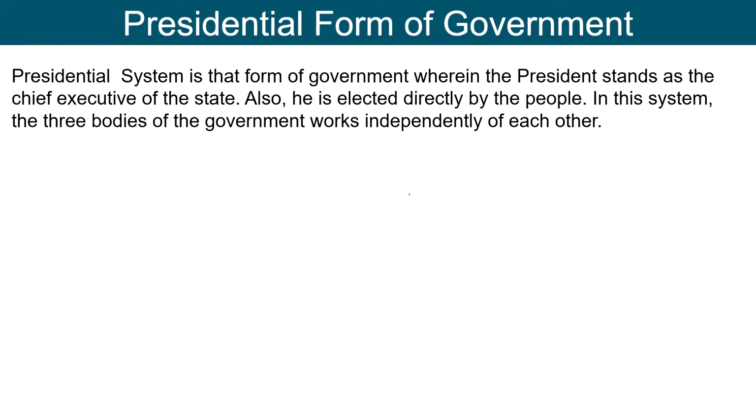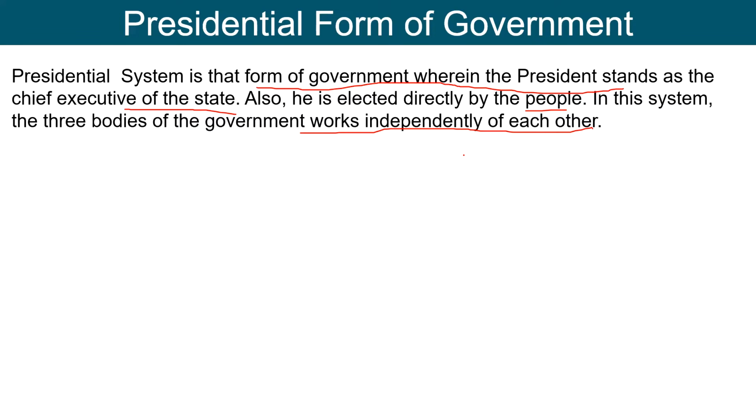Moving on to presidential form of government. Presidential government is that form of government wherein the president stands as the chief executive of the state. Also, he or she is elected directly by the people. In this system, the three bodies of the government work independently of each other. And so, no branch can dismiss or dissolve each other. In short, there is mutual independence between the two.